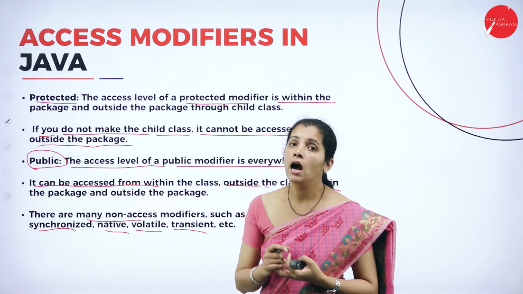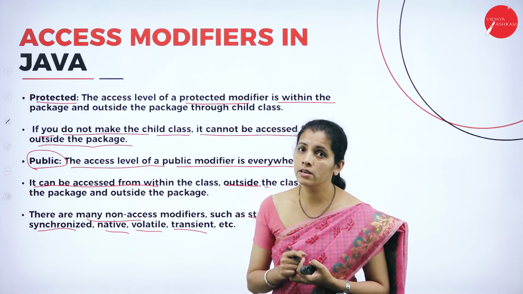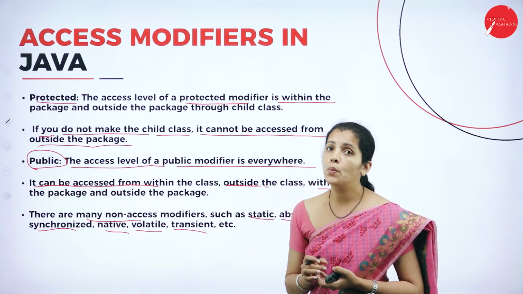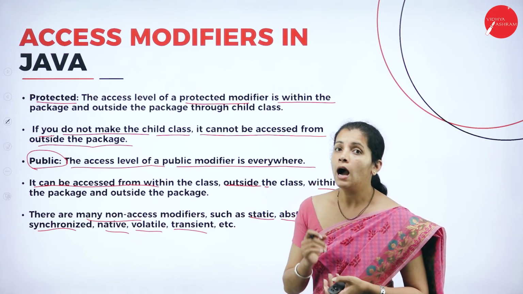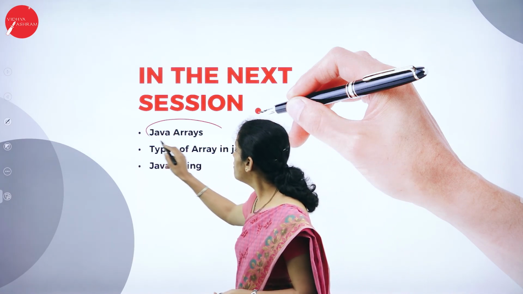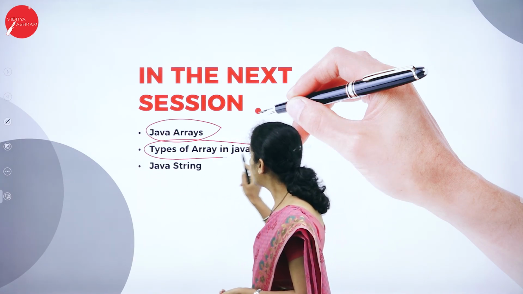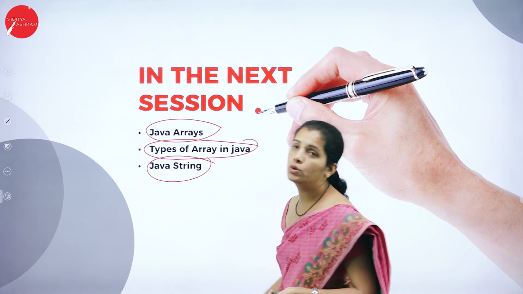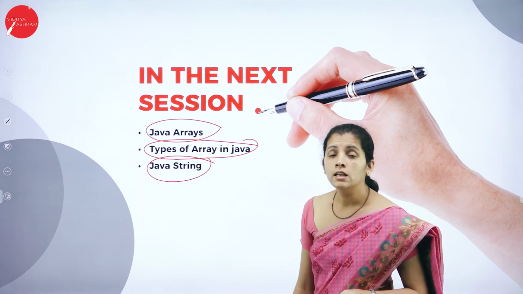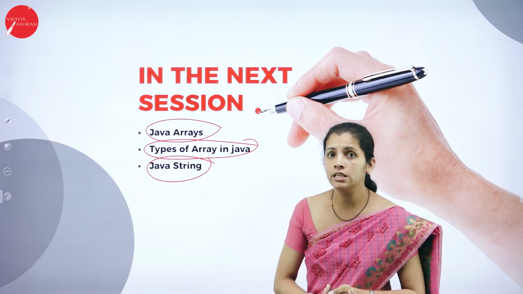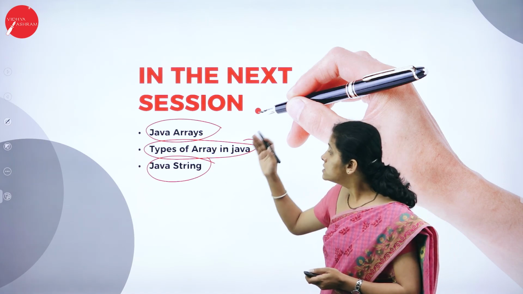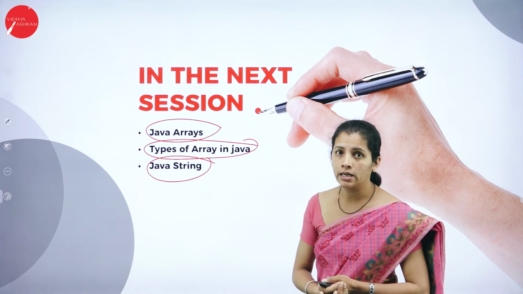So dear student, in today's session we started with what is an abstract class and what is an abstract method. Along with that, I have discussed access modifiers, and from the examination point of view, these three are very important topics. In my next session, I'm going to deal with Java arrays, types of arrays, along with Java strings. Let's meet in the next session with some more information about arrays, strings as well as vectors.